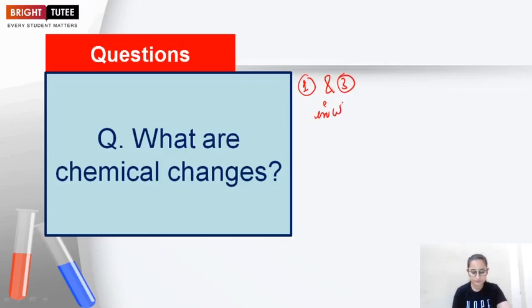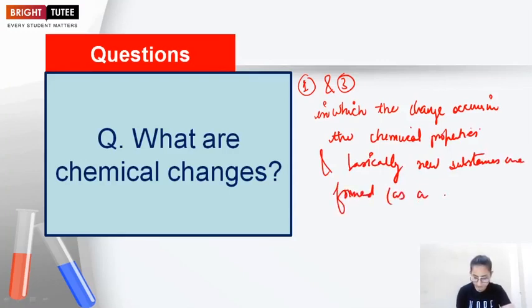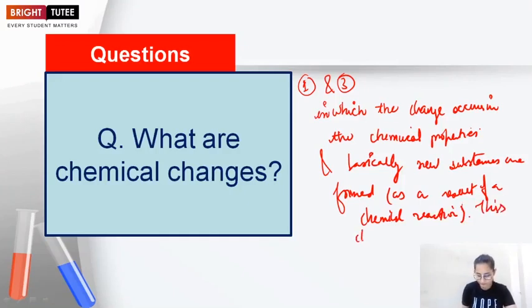in which the change occurs in the chemical properties of a substance, and basically new substances are formed as a result of a chemical reaction. Now another characteristic that you have to mention is this change is irreversible. Alright, so this is the definition of a chemical change.